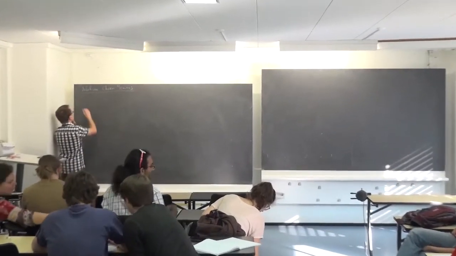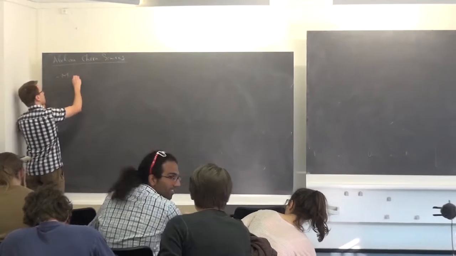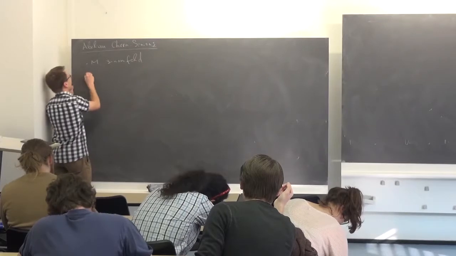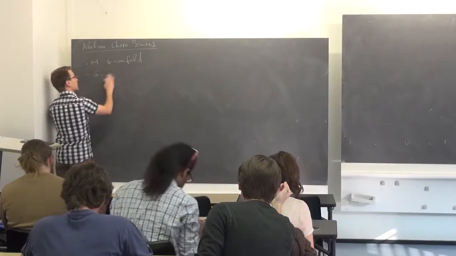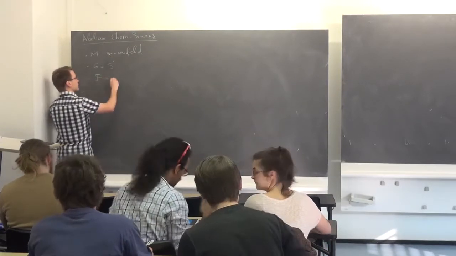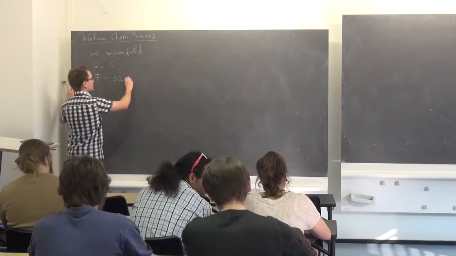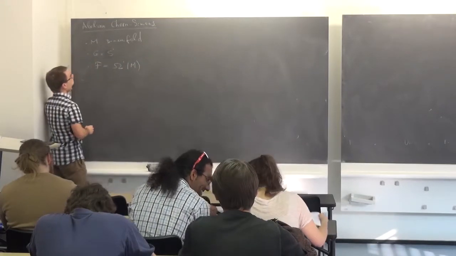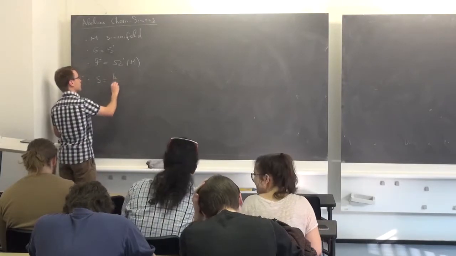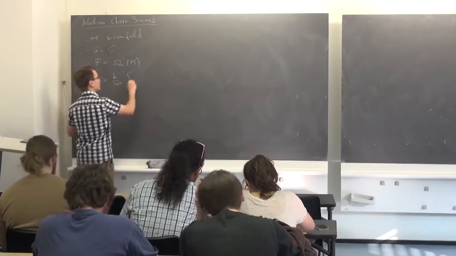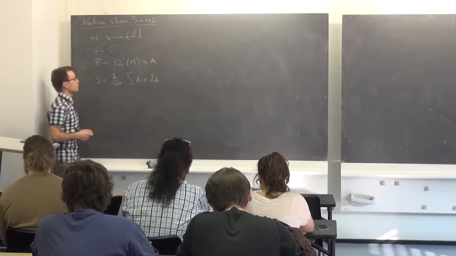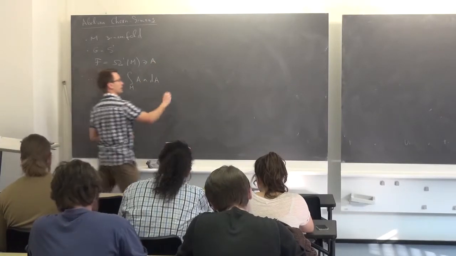Okay, so this is a theory which was defined on M, some 3-manifold. The group was the circle group. The space of fields is just one-forms. And then the action was given by k over 4 pi squared integral of A wedge dA, where A is this one-form. And here k is some real number.